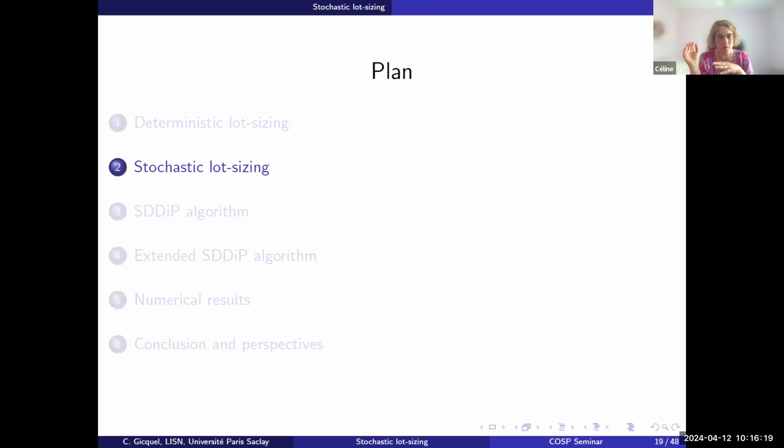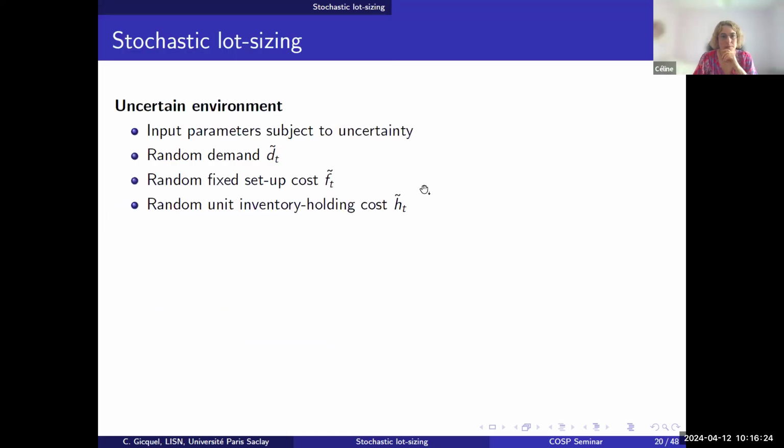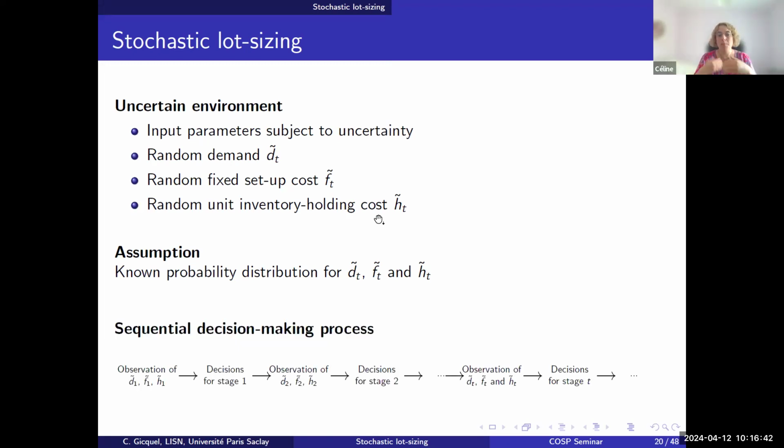I will now try to move on to the stochastic extension. So we are investigating here a stochastic extension in which all the input parameters, demand and cost, are subject to uncertainty. We assume, as is common in stochastic programming, that we have a known probability distribution for these random parameters. And here we consider a multi-stage sequential decision-making process.